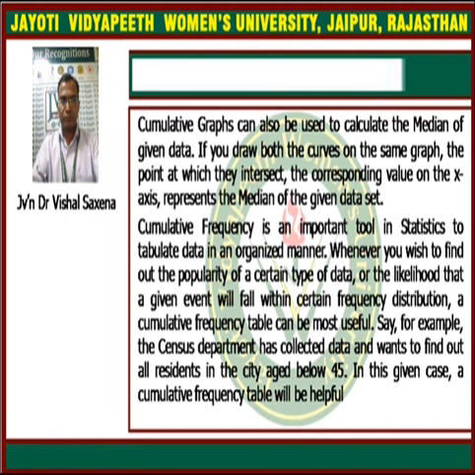This is the concept of cumulative frequency. As we saw in the definition initially, it gives the sum of the previous frequencies up to that point. So it can be used in this example to find all residents in the city aged below 45.